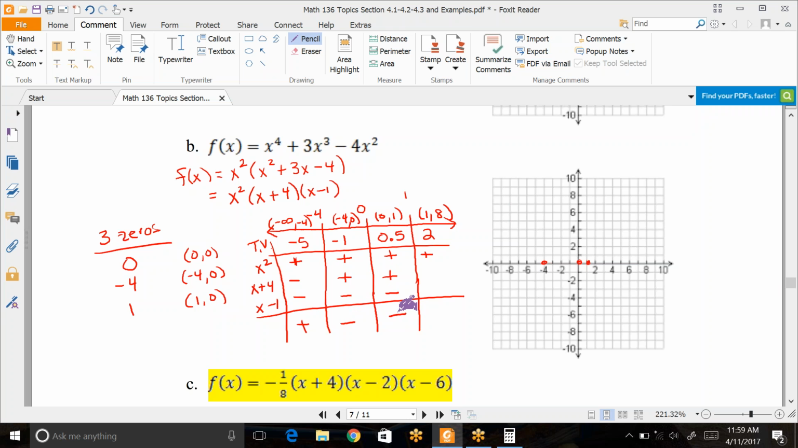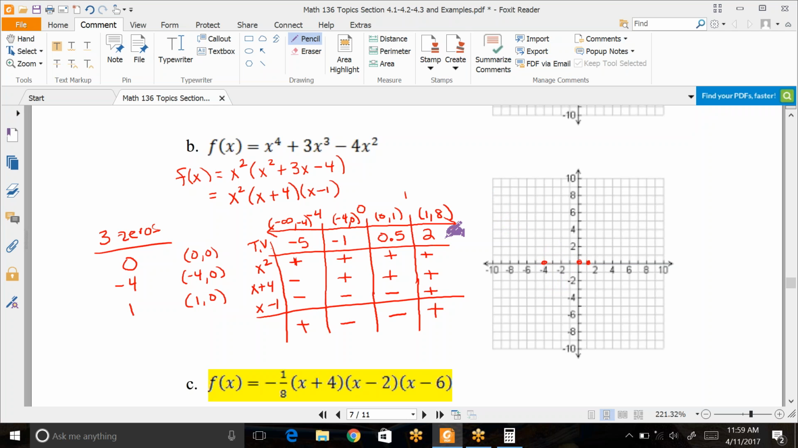Notice we get back-to-back negatives. That means there's going to be a bounce. We're going to touch the x-axis and go back. And that makes sense because that is a multiplicity of 2 on that 0, because 0 came from x squared. And then 2 plus 4 is positive, 2 minus 1 is positive, 3 positives multiply to a positive.